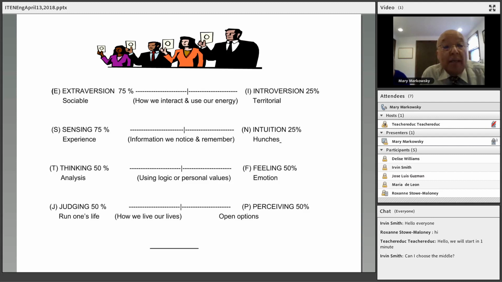Again, if you are a sensor, you use the S. If you are an intuitive, you use the N and put the mark on each side that you think you are. Only 1 mark per line.